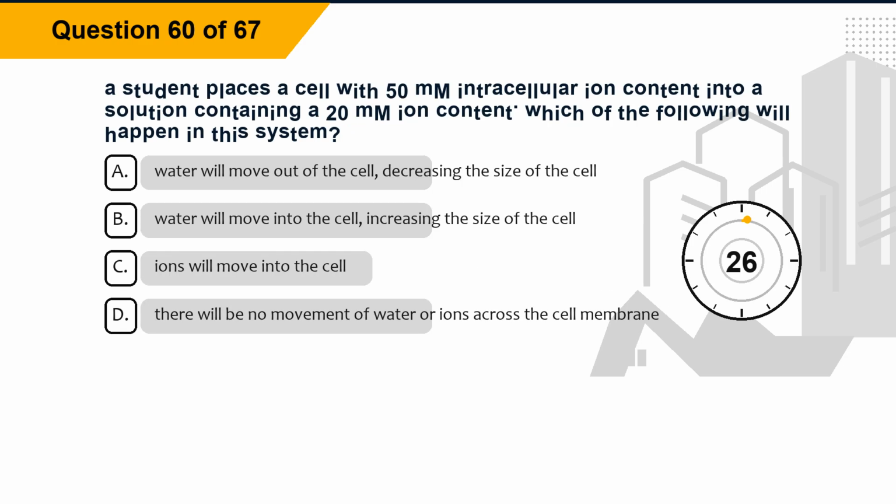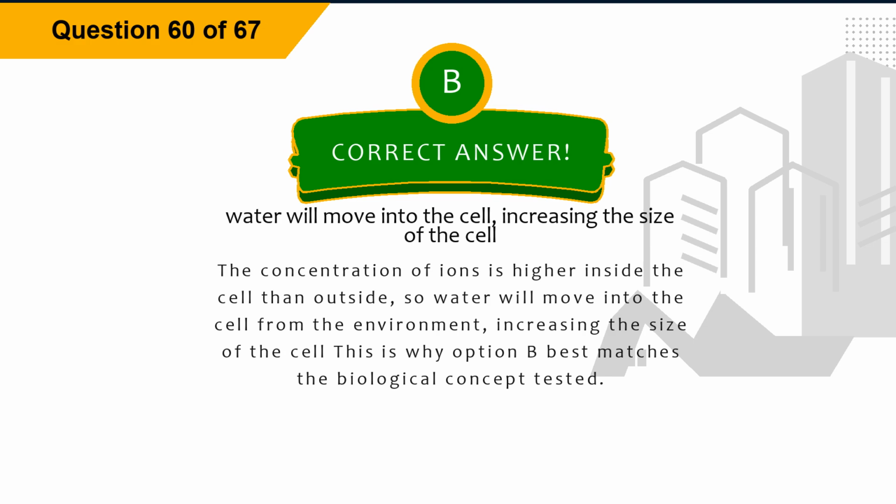Question 60. A student places a cell with 50 mM intracellular ion content into a solution containing a 20 mM ion content. Which of the following will happen in this system? Option A, water will move out of the cell, decreasing the size of the cell. Option B, water will move into the cell, increasing the size of the cell. Option C, ions will move into the cell. Option D, there will be no movement of water or ions across the cell membrane. The correct answer is option B, water will move into the cell, increasing the size of the cell.